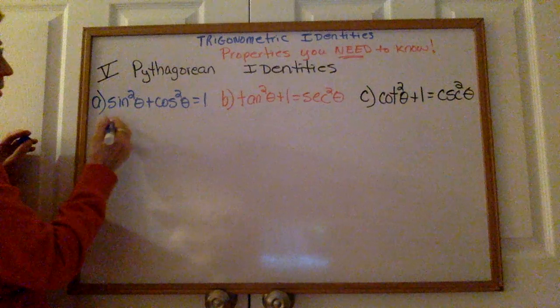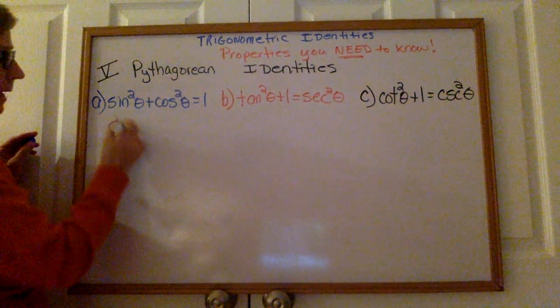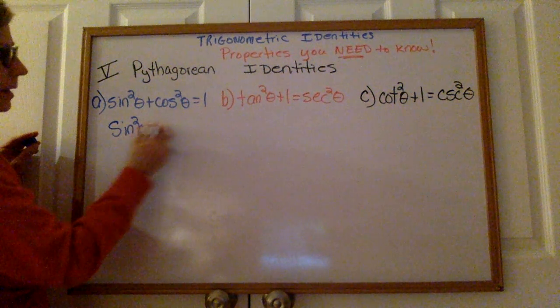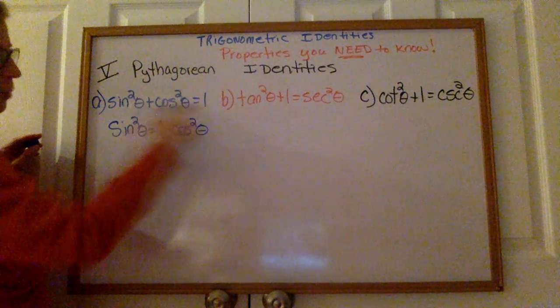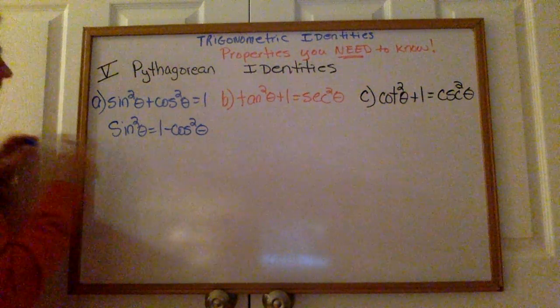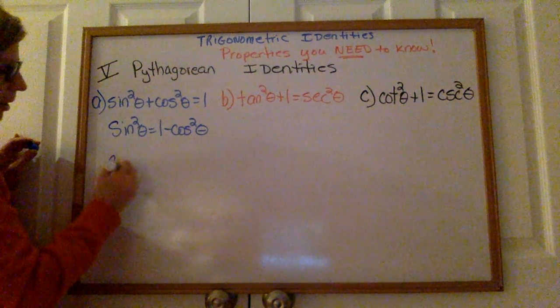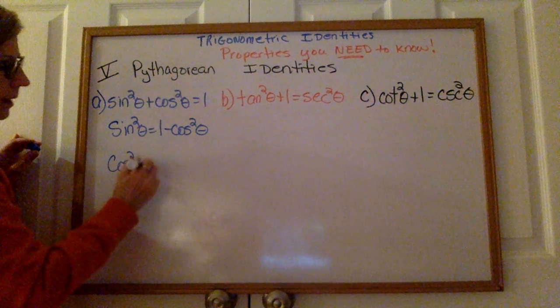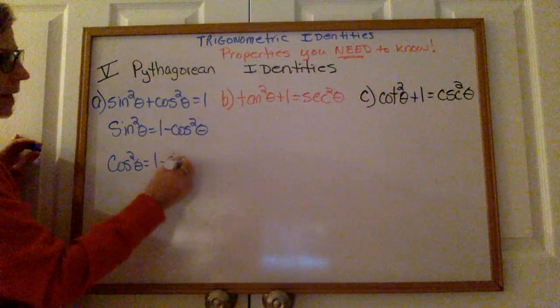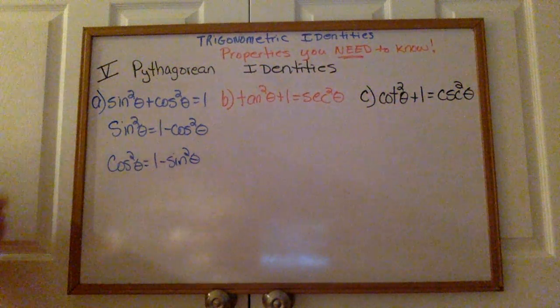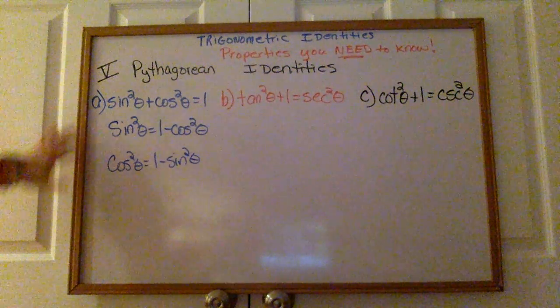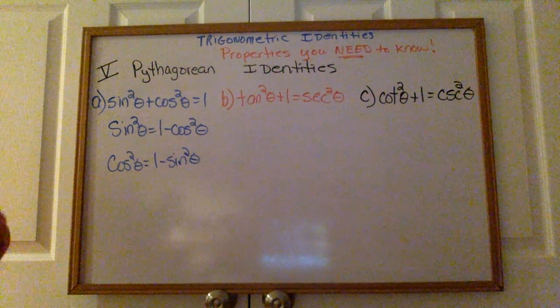You could also solve this for the sine squared and get sine squared theta is equal to 1 minus the cosine squared theta if I were to subtract the cosine squared from both sides. We could also solve this for the cosine squared theta. That would equal 1 minus the sine squared theta if I subtracted the sine squared from both sides. You need to be familiar with all three of those Pythagorean identities.